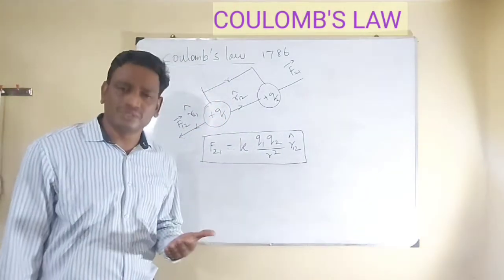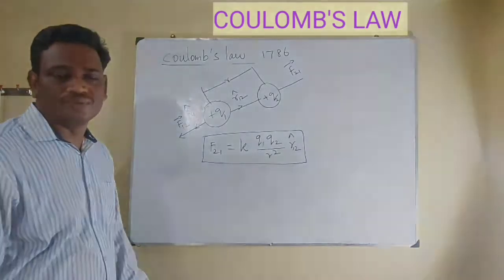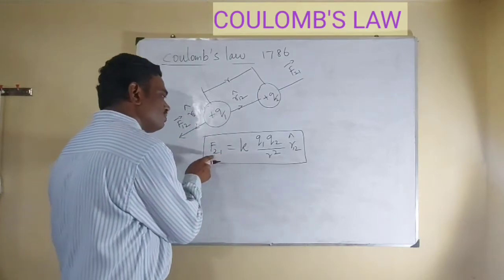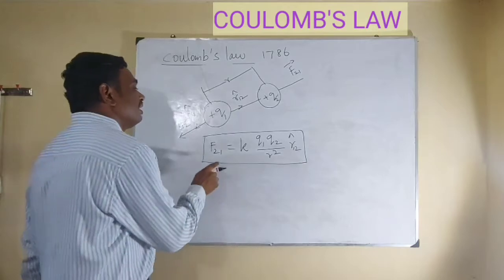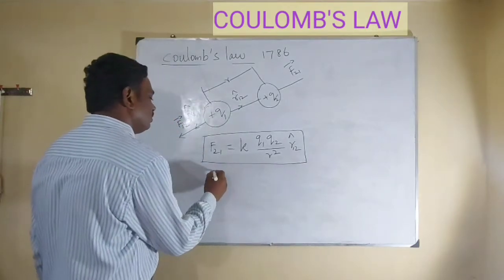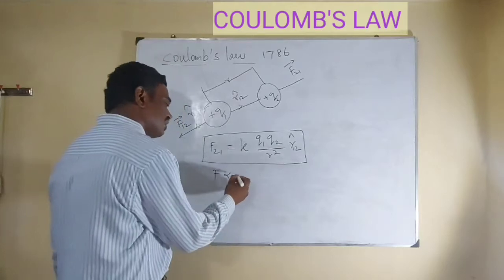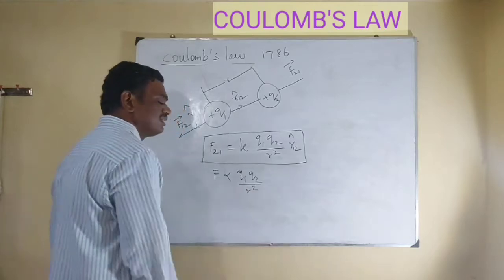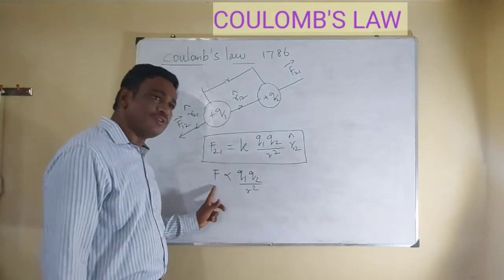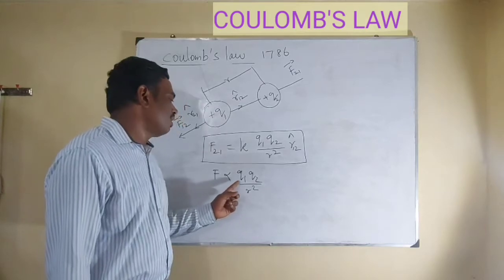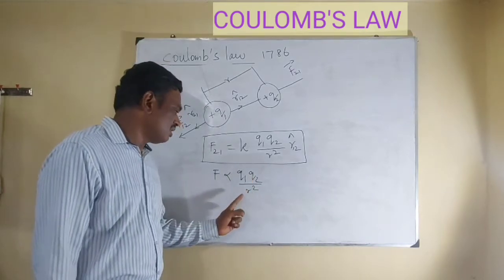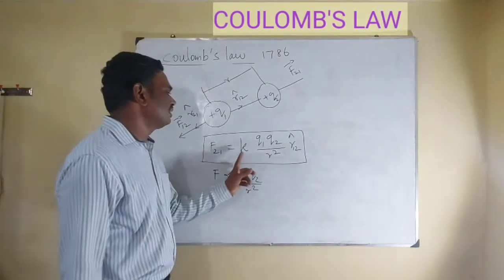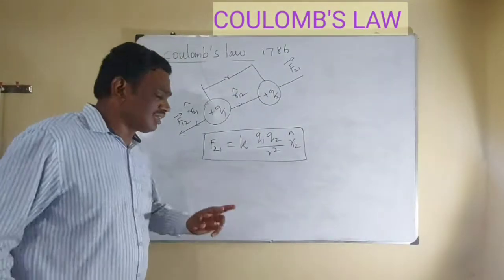Next, we are going to see the important aspects of Coulomb's law. Coulomb's law can be defined as: the electrostatic force is directly proportional to the magnitude of the product of charges Q1, Q2, and inversely proportional to the square of the distance between them. Instead of proportionality, we can use a proportionality constant.